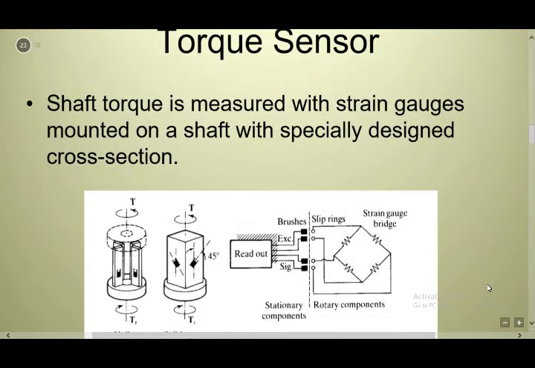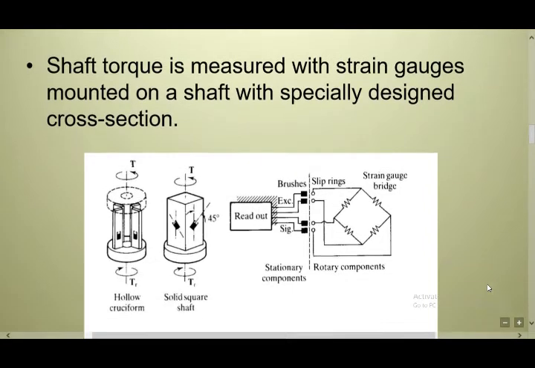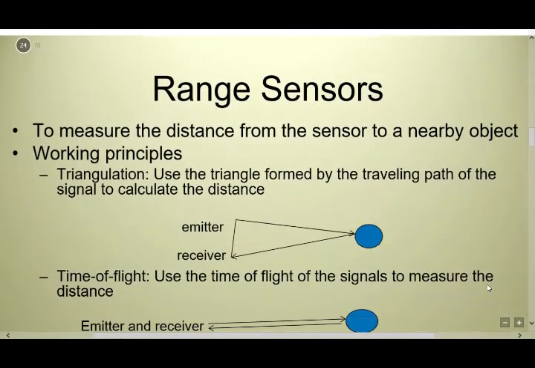Next, torque sensor. The shaft torque is measured with strain gauges mounted on a shaft with a specially designed cross section. In this figure you observe the range sensor, which measures the distance from the sensor to a nearby object. Working principles: this is the range sensor with emitter, receiver, object. Triangulation uses the triangle method, with the traveling path of the signal, to calculate distance.